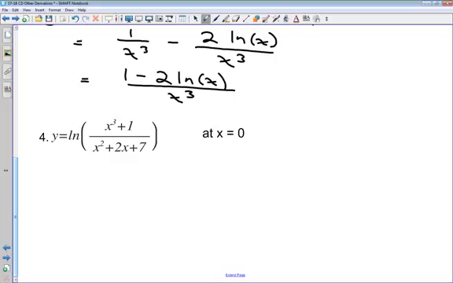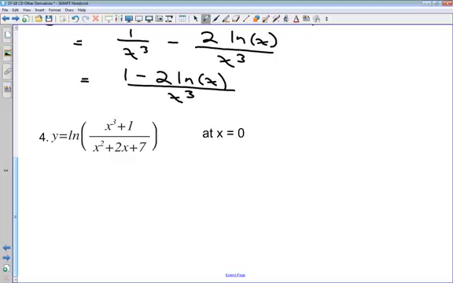Okay, and our last example here. We want to find the derivative of the ln of (3x cubed plus 1) divided by (x squared plus 2x plus 7), and then we want to evaluate it at x equals 0. So first we need to find our derivative here.